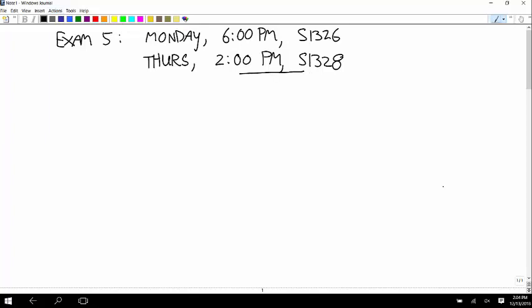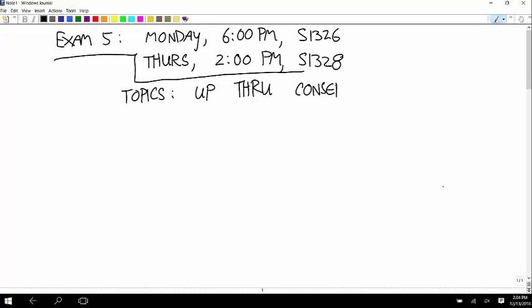And the topics are everything that we've discussed up through right now. So that's up through conservation of linear momentum and conservation of mechanical energy.